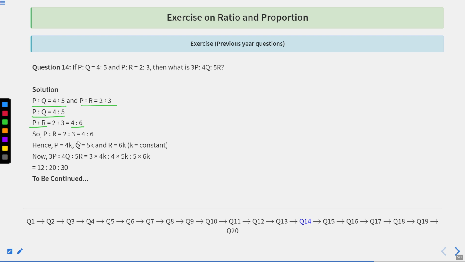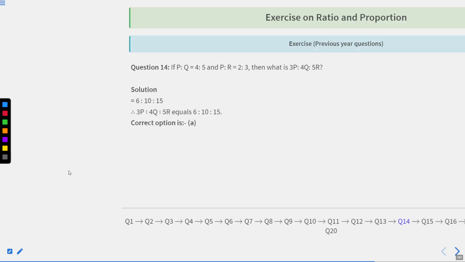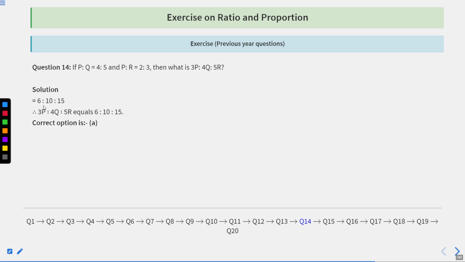So let P equal to 4K, Q equal to 5K and R equal to 6K, where K is constant. And now 3P is to 4Q is to 5R will be 3 into 4K, 4 into 5K, 5 into 6K, that is 12:20:30. So this is equal to 6:10:15. So the correct option here is option A.